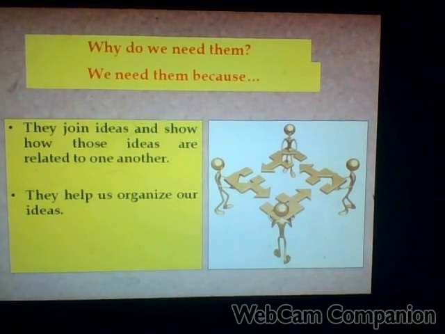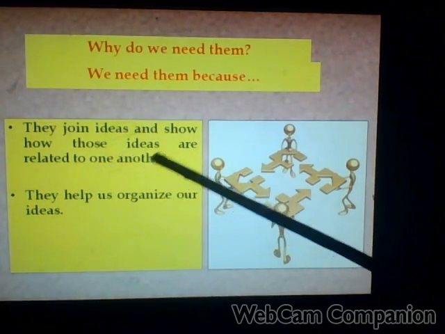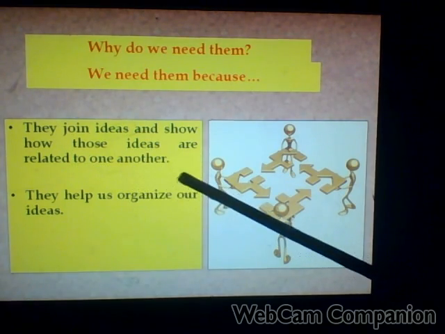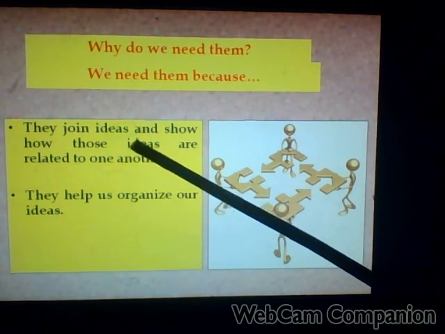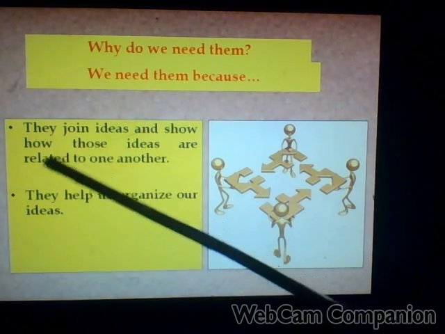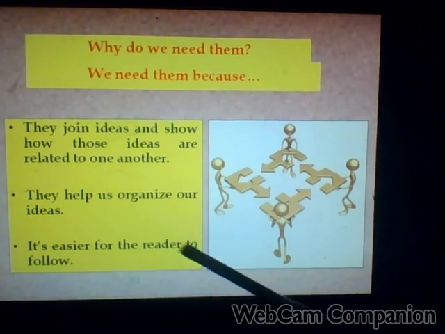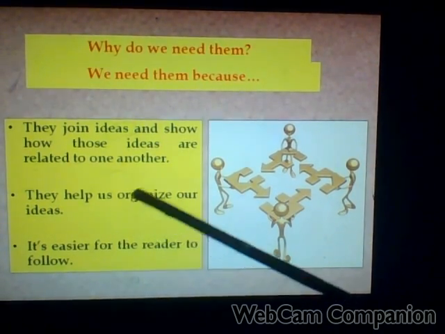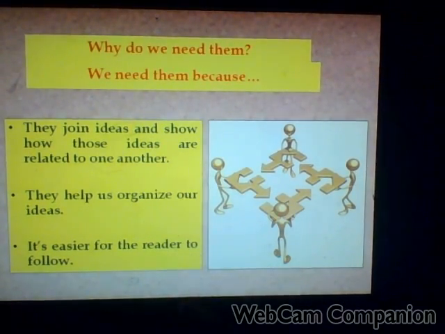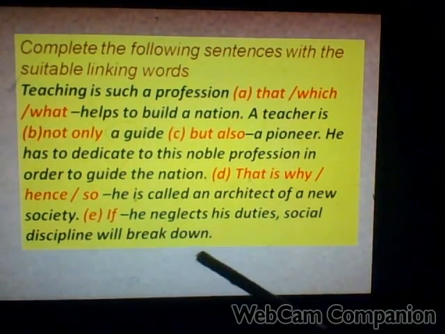Why do we need them? We need connectors because they join ideas and show how those ideas are related to one another. আমাদের ধারণাগুলোকে যোগ করতে এবং সেই আইডিয়াগুলো একে অপরের সাথে কিভাবে রিলেটেড সম্পর্কিত। They help us organize our ideas. তারা হেল্প করে আমাদের ধারণাগুলোকে গুছিয়ে নিতে। It is easier for the reader to follow, for the writer to write.